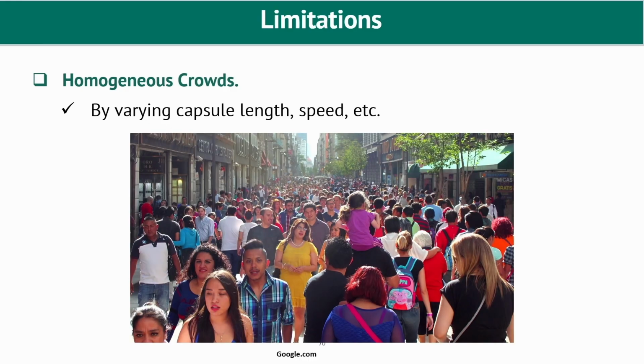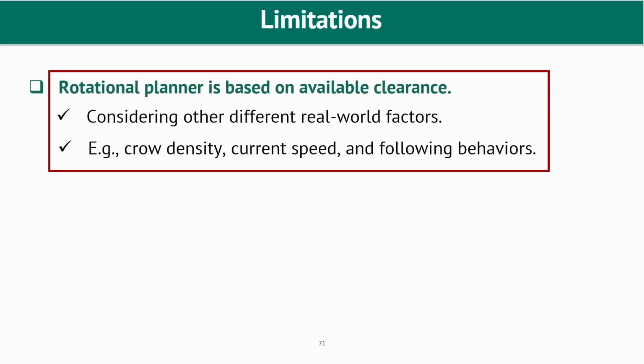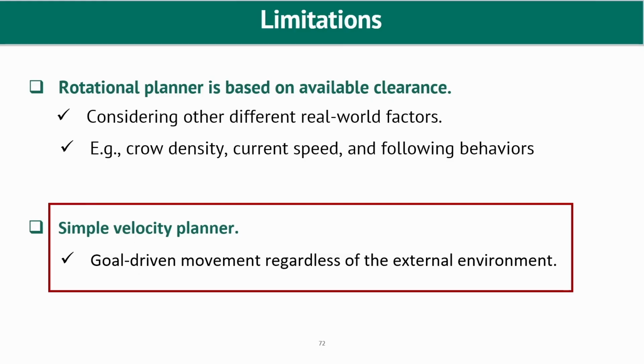We have some limitations. Currently we have a homogeneous crowd with the same capsule length and speed, so making it varied in capsule length and speed could help make the crowd movement more realistic. Also, our rotational planner is based on available clearance. Currently we don't consider different real-world factors, such as following behaviors, crowd density, etc. And currently our velocity planner is simply goal driven, which helps the crowd navigate from the starting to the goal position regardless of the external environment.